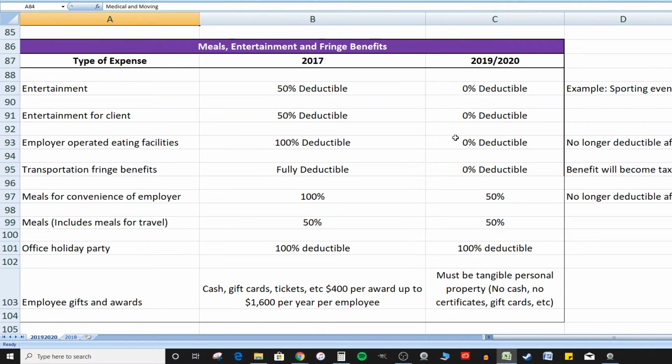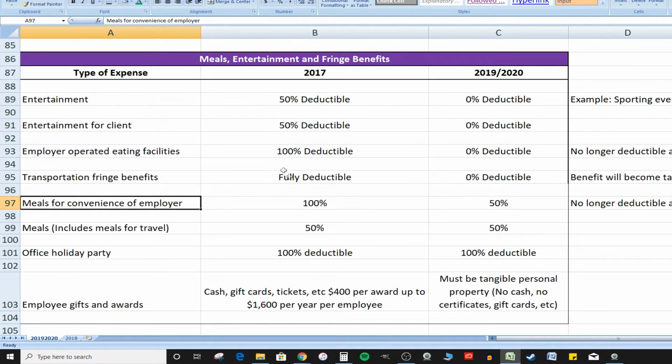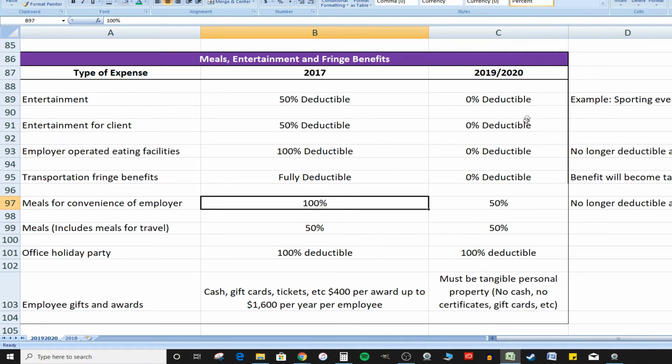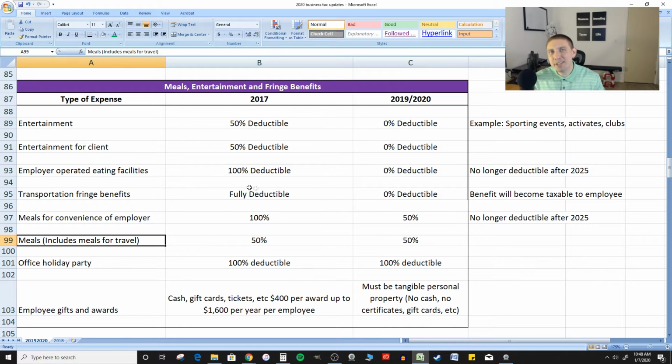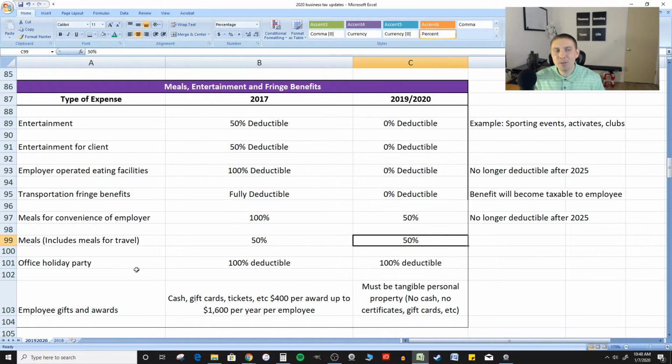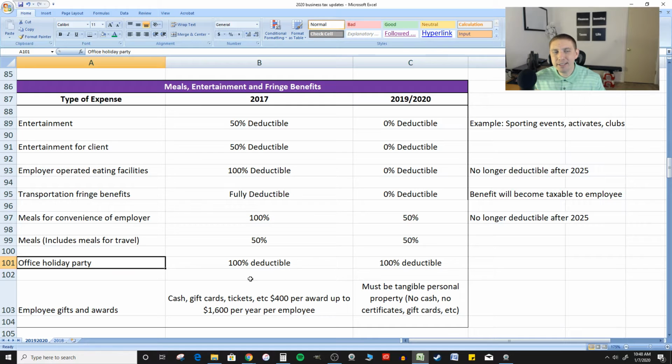So you have to really look carefully at where you're spending your money and what that expense is used for. Meals for the convenience of your employer are still 50% deductible. They used to be 100% deductible, but that's no longer the case. And as far as it's slated right now, these become no longer deductible at all after 2025. Meals that relate to business travel are 50% deductible. You can deduct 100% of the expenses for the holiday party.